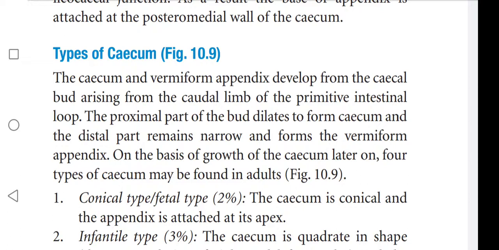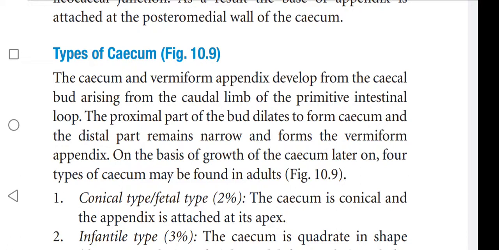The proximal part of the cecal bud dilates to form the cecum, and the distal part remains narrow and forms the vermiform appendix. Once again, the bud has two parts, proximal as well as distal. The proximal part dilates to form the cecum, and the distal one remains narrow and forms the vermiform appendix.